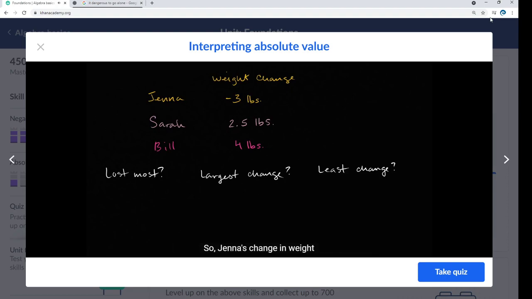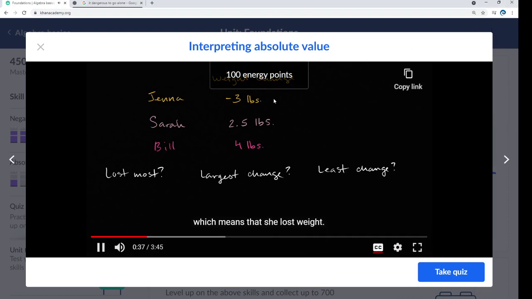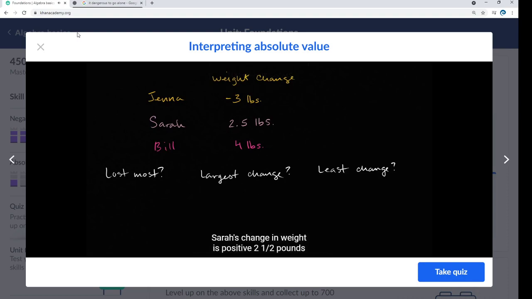Jenna's change in weight is -3 pounds, which means that she lost weight. Sarah's change in weight is +2.5 pounds, which means she gained 2.5 pounds. Bill's weight, or change in weight, I should say, is +4 pounds, which means he gained 4 pounds. Was eating Sarah's nachos. So given that, let's answer some questions.